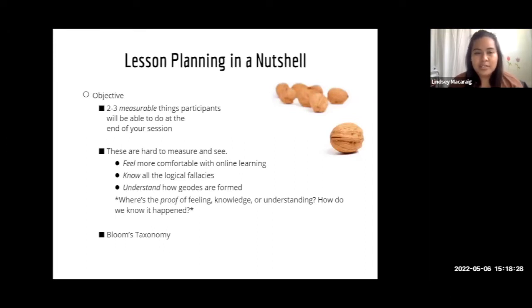So on the surface, these look good, but how do we measure these? We can't really measure feelings or understanding or knowing. They're great starting points, but we want to show more evidence. So what we need are more visual action verbs. This is how we know that students can do something because they are actions that we can see. And so to help us understand and find examples of these visual action verbs, we're going to use Bloom's taxonomy, which is on the next slide.